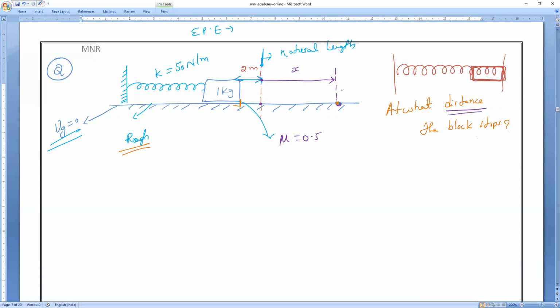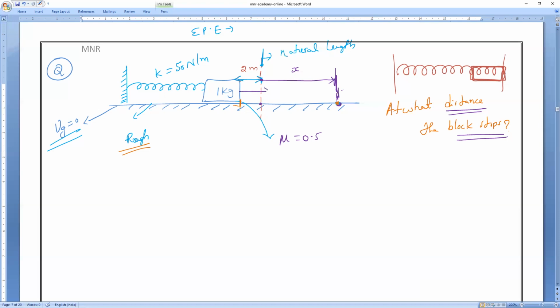At what distance will the block stop? It means I stretched it to the maximum, so at this point it will stop. Further extension won't take place. If I try to extend it further, what will happen? The spring will break. Am I right or wrong? Everybody? Yes, sir.